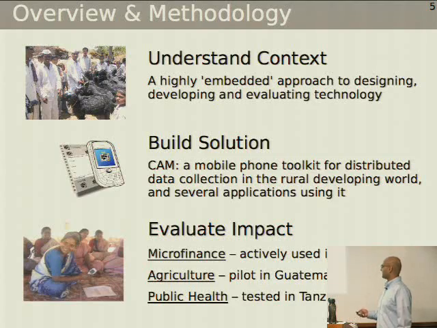Finally, the last step is to actually build real applications, to use this technology to build applications that serve well-defined needs of local people and to evaluate the result of those interventions through the impact that we have on the ground. So I'm going to talk about 3 different kinds of applications focusing on microfinance, agricultural services, and public health data collection.